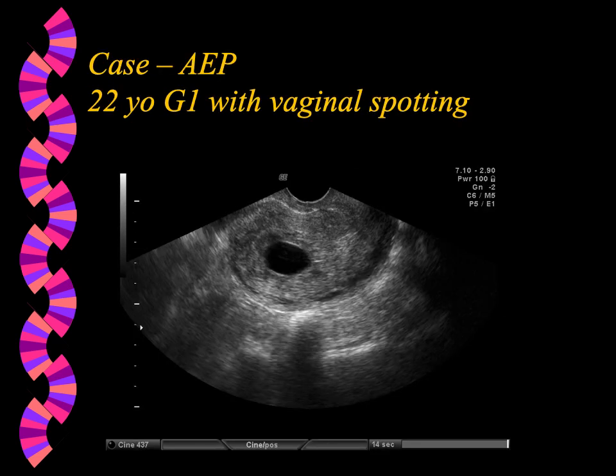So our first case is a 22-year-old G1 who has vaginal spotting. And this is what we see on her ultrasound.